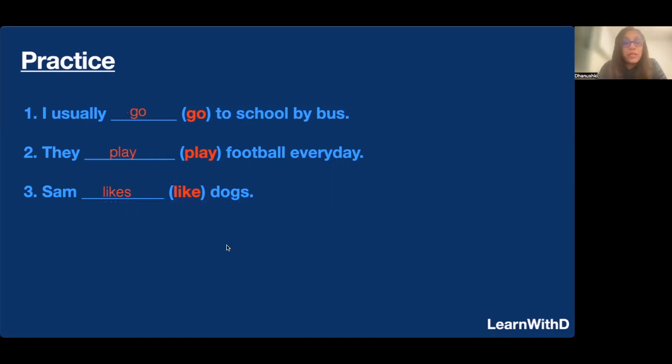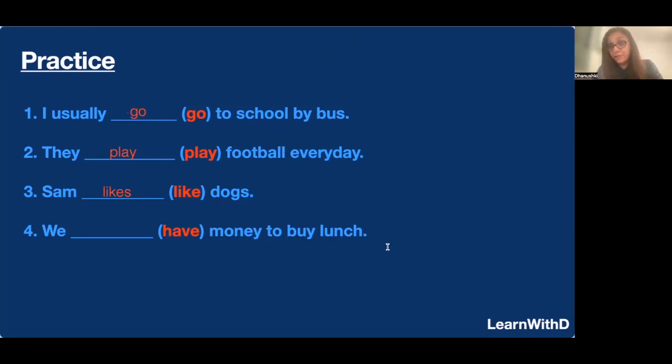Let's look at the next example. We blank have money to buy lunch. That's right. We have money to buy lunch. Because if you remember, I, you, we, they all have only the base verb for present simple. So we have money to buy lunch.